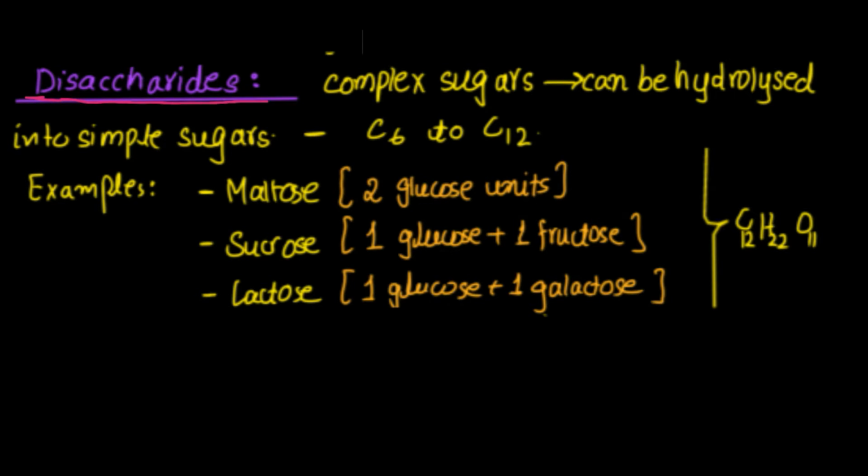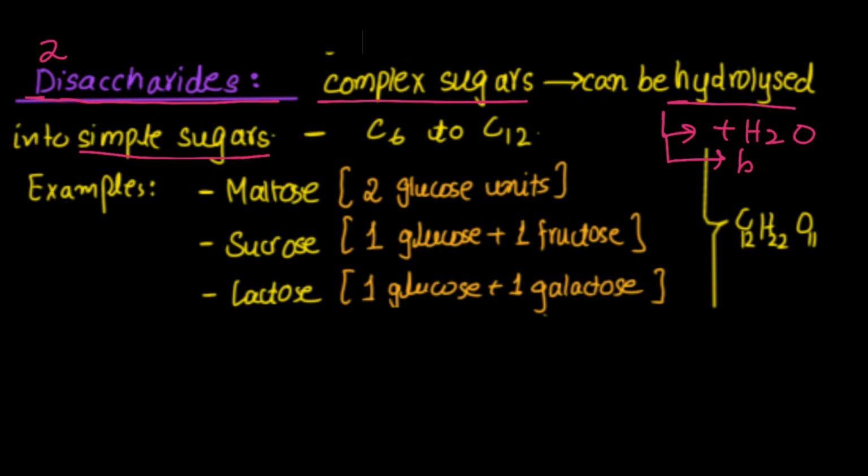Now disaccharides. The word "di" tells me that something is related to two. Now what two? Disaccharides are basically two monosaccharides that are joined together. They are complex sugars. Why are they complex sugars? Because they can be further hydrolyzed into simple sugars. What's the meaning of hydrolyzed? It means to add water, and by adding water you break bonds. They are usually covalent bonds in this case.